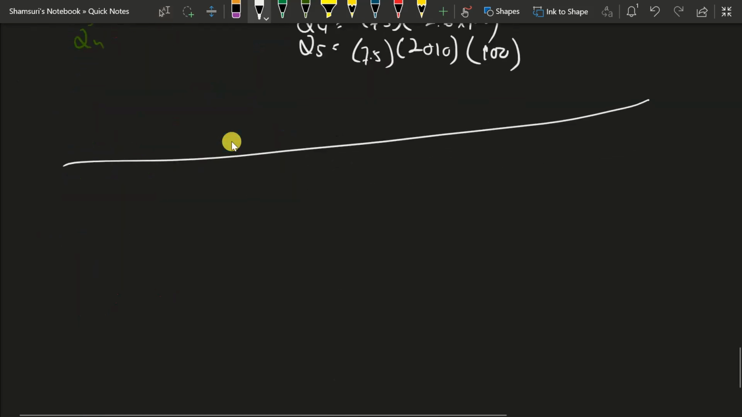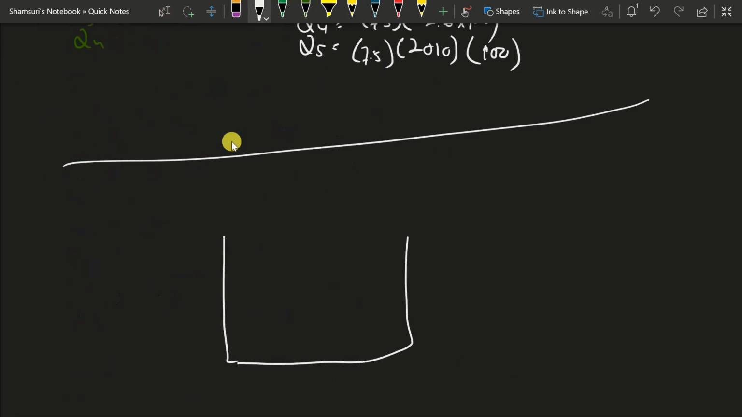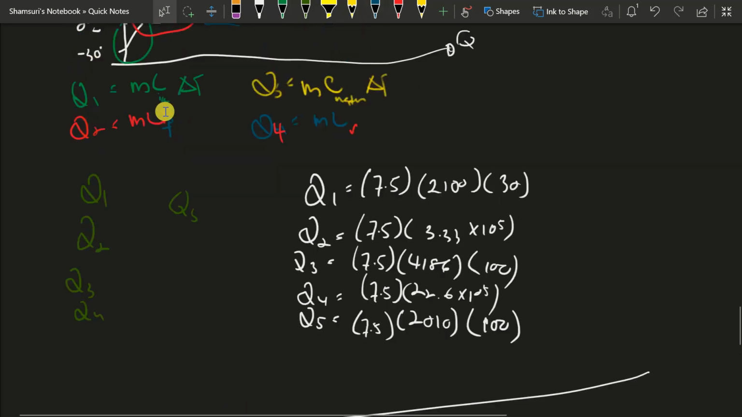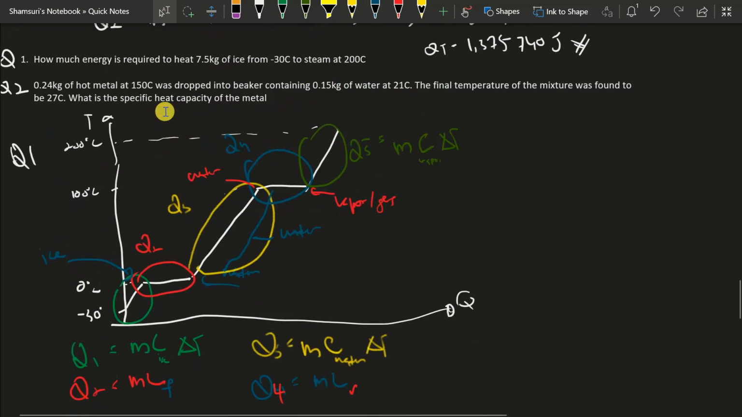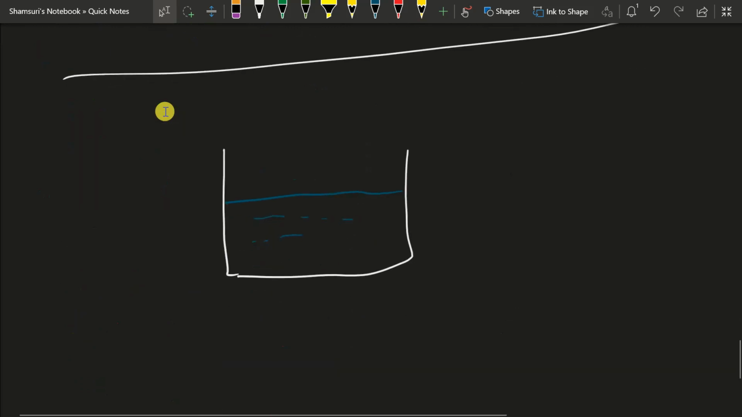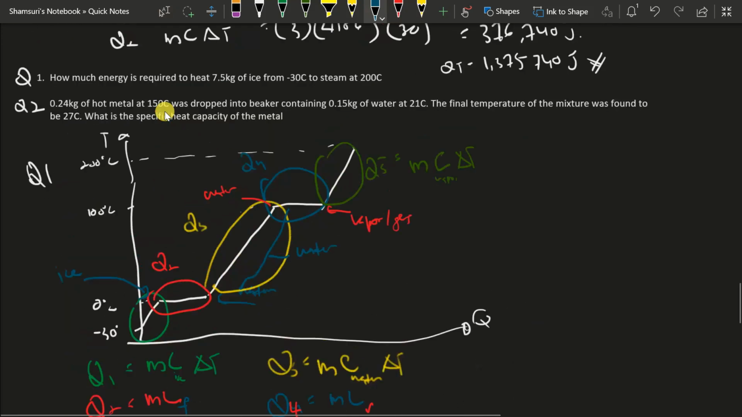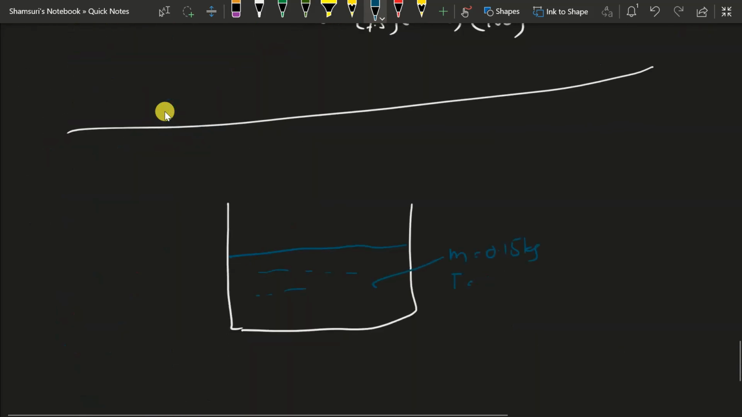So here, we have the beaker. The water is a blue color here. The initial temperature of the water is given by: the mass of the water is 0.15 kilogram, and the temperature is 21 degrees.